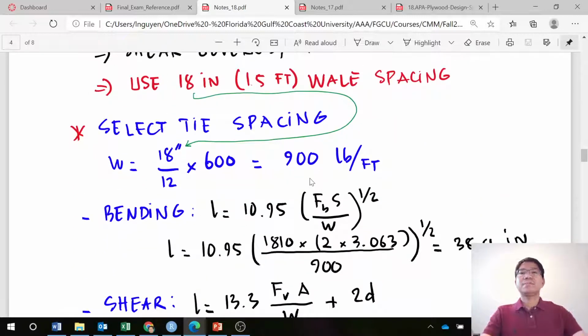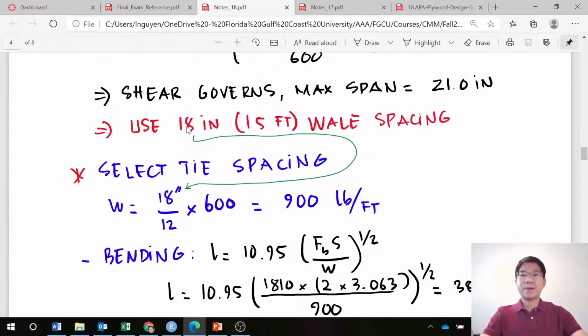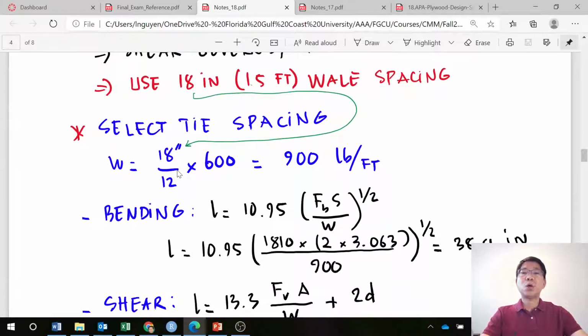And that we can go ahead. The next step, select tie spacing. So you have 18, so you can determine the load on the wales. So that one is 900 pounds per foot.